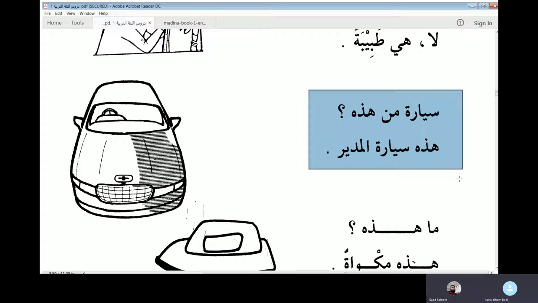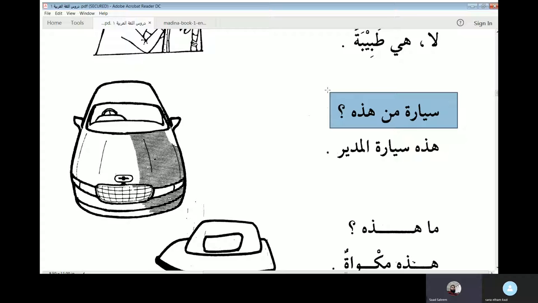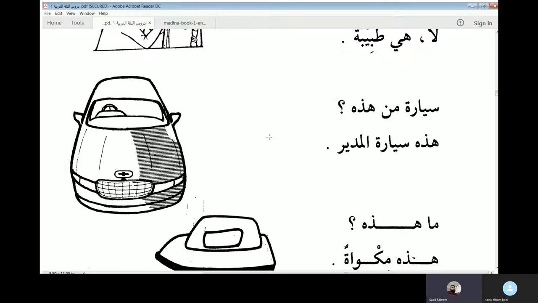Sayyaratu man hadhihi, whose car is this? Hadhihi sayyaratu al-mudiri, this car is of the principal. What is mudaf and mudaf ilayh in this question? Sayyaratu is mudaf. Man is obviously mudaf ilayh, but we don't have a specific person, so we cannot really say. We don't know who the possessor is, but man is used for the possessor. Okay, next.